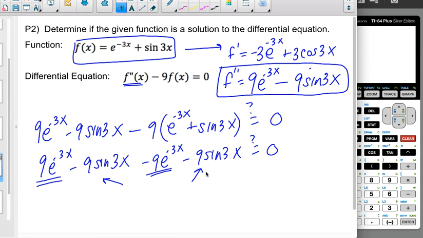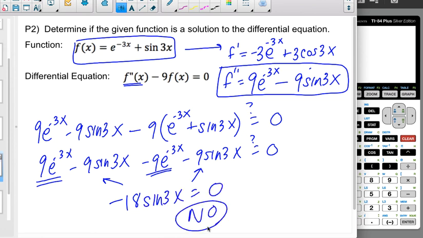Now, it's not a bad idea to go back and double check your signs and make sure you didn't do anything silly, but I know the derivative of sine is positive cosine, and I know the derivative of cosine is negative sine. So my signs are right. So I get negative 18 sine of 3x equals 0. And so my answer is no, it's not a solution.